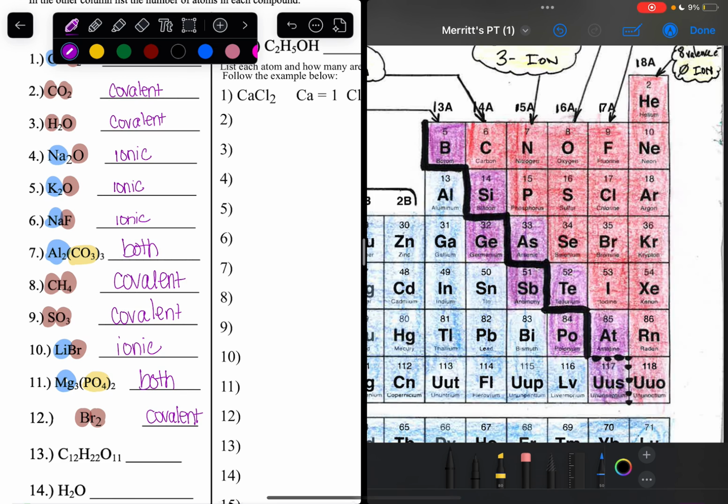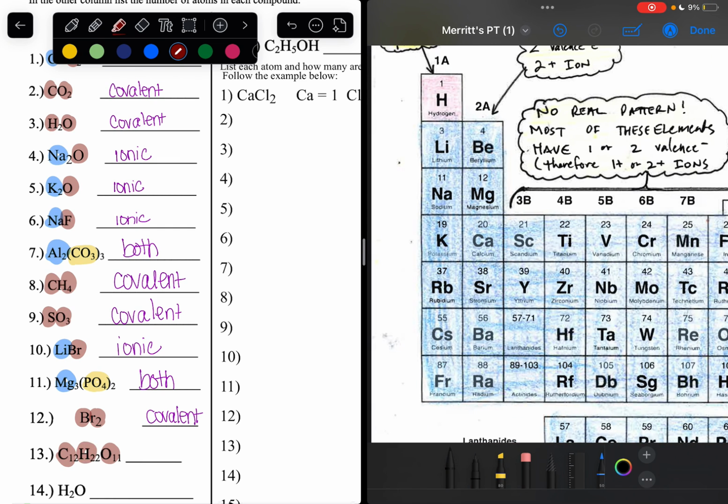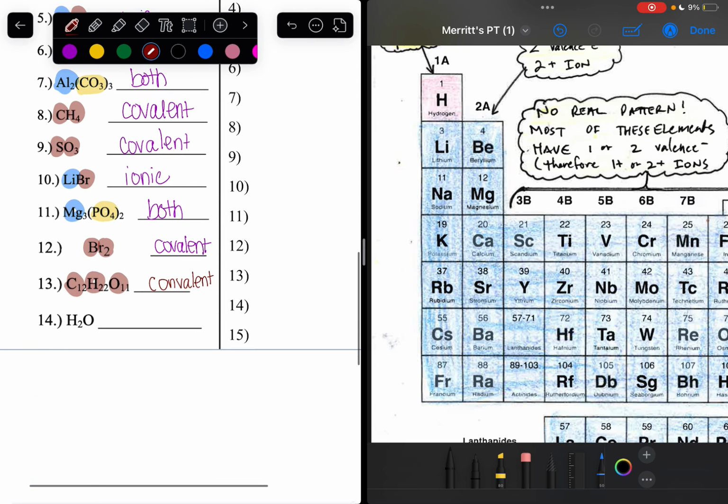All right, carbon is a nonmetal. Oxygen, I can see on my periodic table, is a nonmetal. Hydrogen is a nonmetal. So even if I have 3 nonmetals bonded together, because they're all nonmetals, they are covalent. And then H2O, H is a nonmetal, O is a nonmetal. So number 14 is covalent.